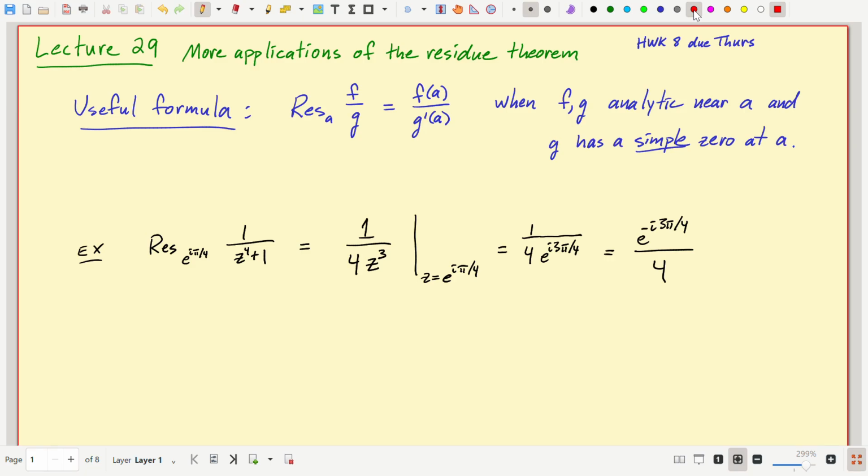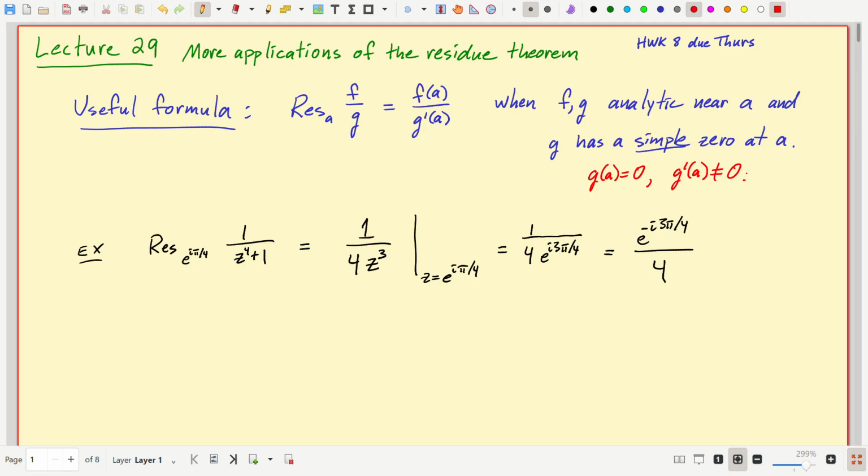Last time I emphasized this formula that I think the book needed to emphasize a little more. It's a very easy way to calculate residues in certain situations, when we're dealing with functions which are analytic near a point A, and the one in the denominator has a simple 0 at A. That means that g of A is equal to 0, but it's a 0 of order 1, which means that g prime of A is not equal to 0.